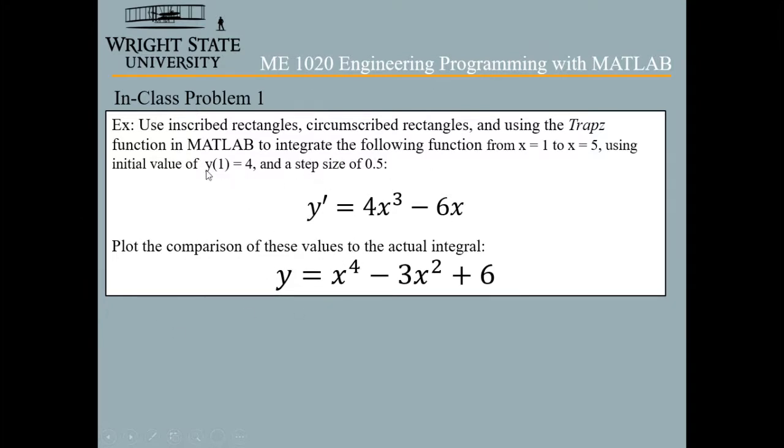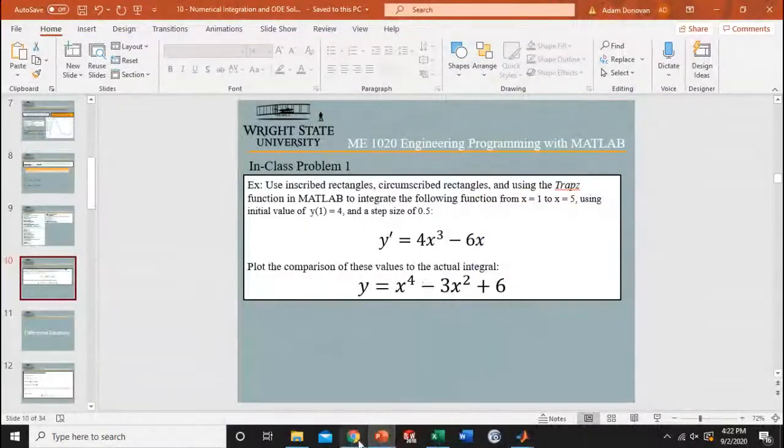But the initial value is 4, and the step size is 0.5. So I just want you to find the area under this curve from 1 to 5 using a step size of 0.5, using inscribed and circumscribed rectangles, and the traps function. And that wraps up integration.